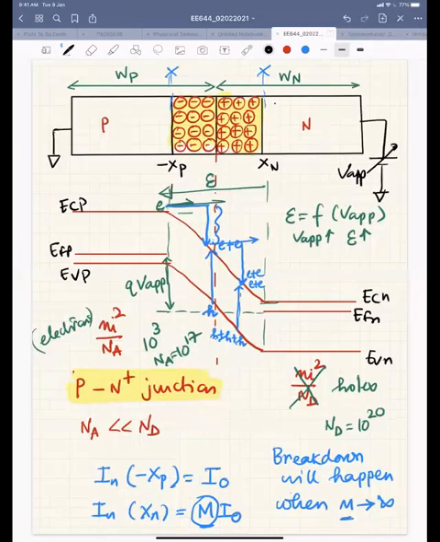both, right, because if you look at the n side, some significant amount of holes will also be injected. So your impact ionization process will be because of electrons as well as holes, right? So electrons will create impact ionization as well as holes will also create impact ionization, right? So your total current is because of electrons and holes, right? J equal to Jn plus Jp.